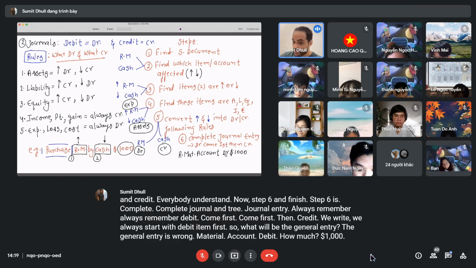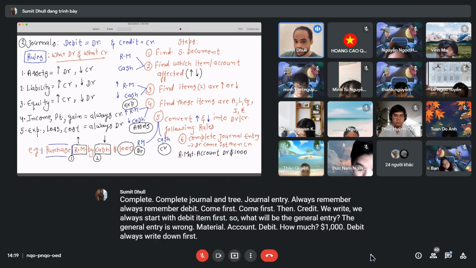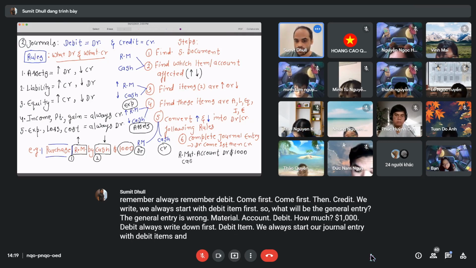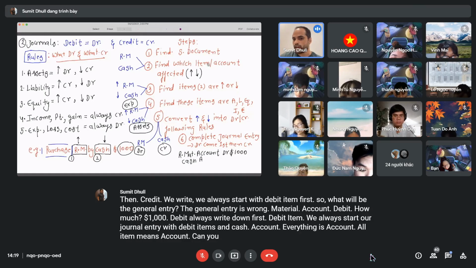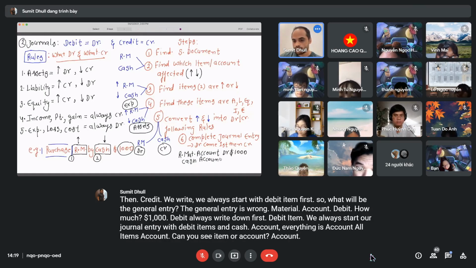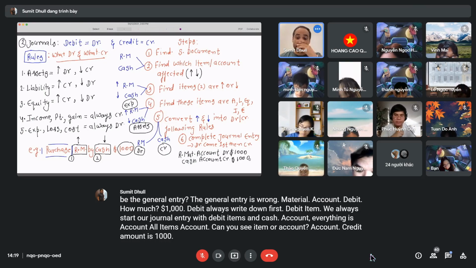Debit, always write down first. Debit item, we always start our journal entry with debit items. And cash account, everything is account. All item means account. Can you see item or account? Account. Credit. Amount is 1,000. And remember, that's it, finish.